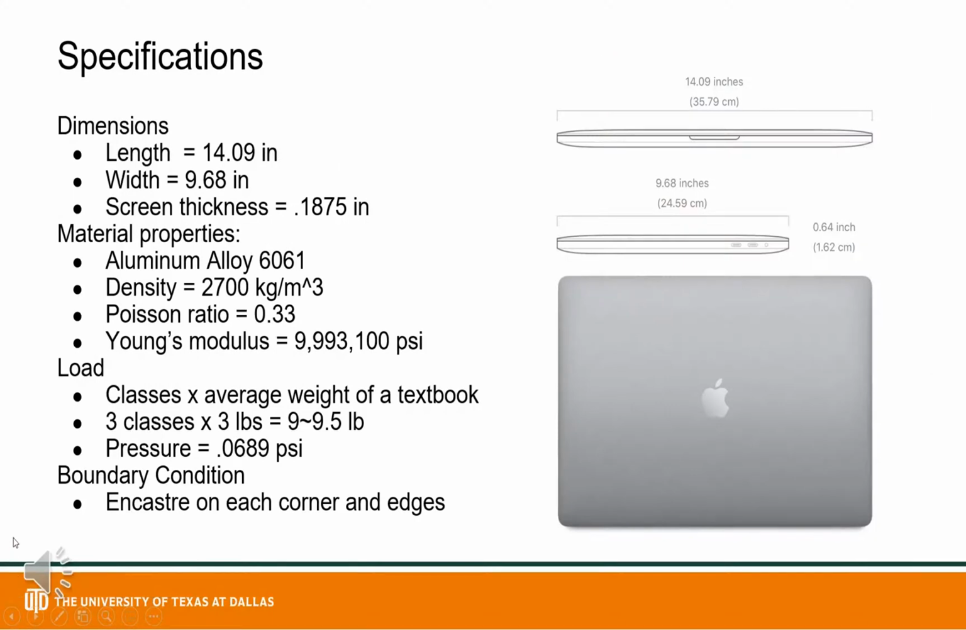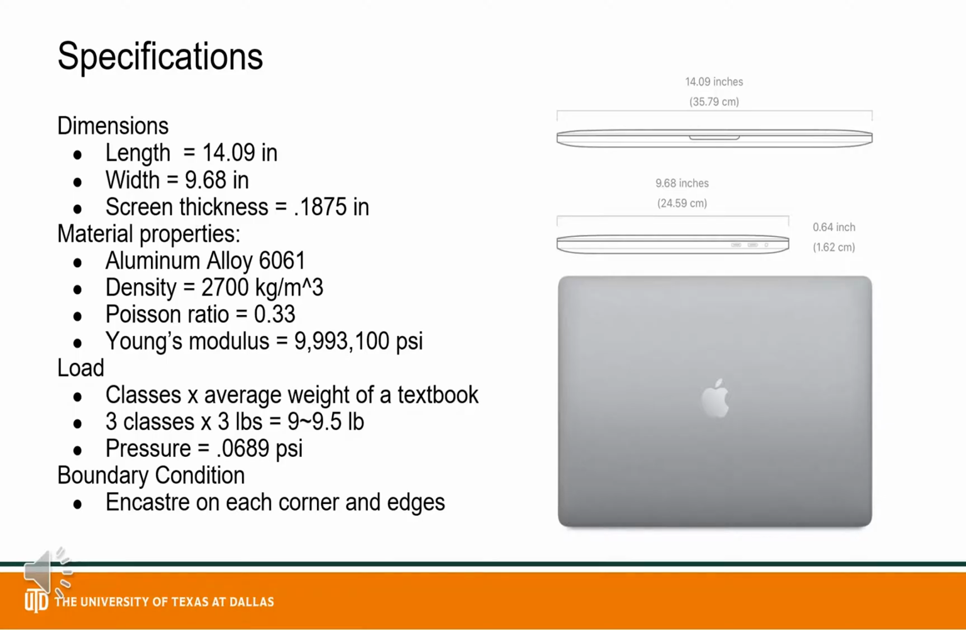The dimensions of the laptop that we chose, just a MacBook: the length is 14.09 inches, the width is 9.68 inches. Screen thickness, the original thickness is 0.1875 inches. The material is aluminum alloy. The density is 2,700 kilograms per meter cubed. The Poisson ratio is 0.33. The Young's modulus is 9,993,100 psi.